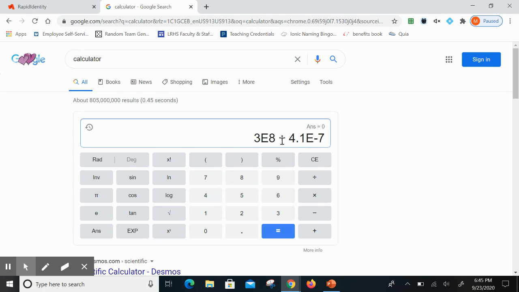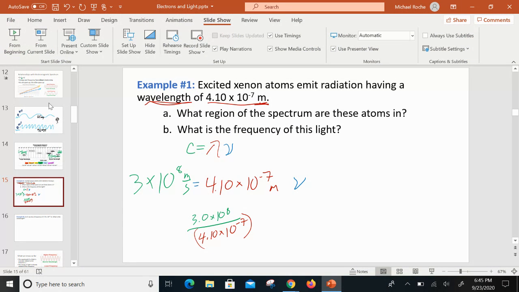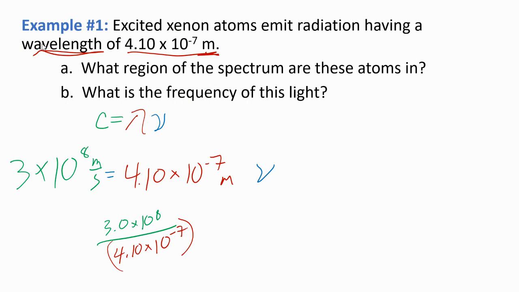So it's 3 times 10 to the 8th divided by 4 times 10 to the minus 7. And you hit equal. So now the calculator didn't need you to tell it that was one number. It kept it all together. If that was 4.1 times 10 to the minus 7, you would have had to put that in parentheses. If you use the E, you don't have to. So your answer is 7.32 times 10 to the 14th. So getting back here, this equals 7.32 times 10 to the 14th.